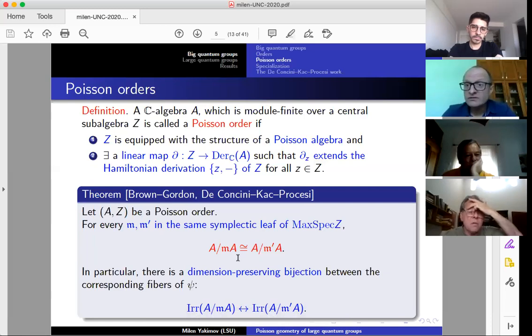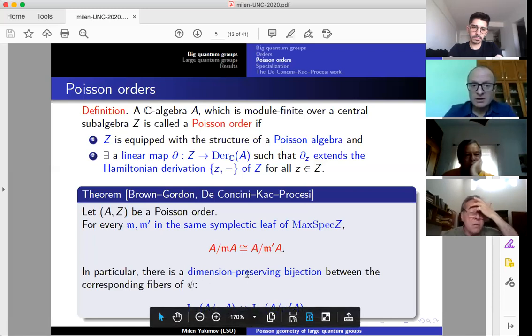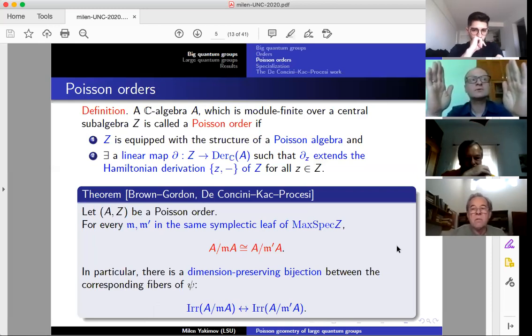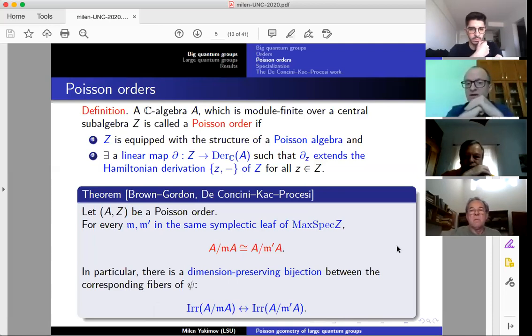And this is a very strong statement. As a consequence, we actually get that there is a dimension-preserving bijection between the two fibers of psi that are sitting on top of M and M prime. In other words, you can connect one fiber of irreducible representations with another fiber of irreducible representations in a way where you match the corresponding dimensions.